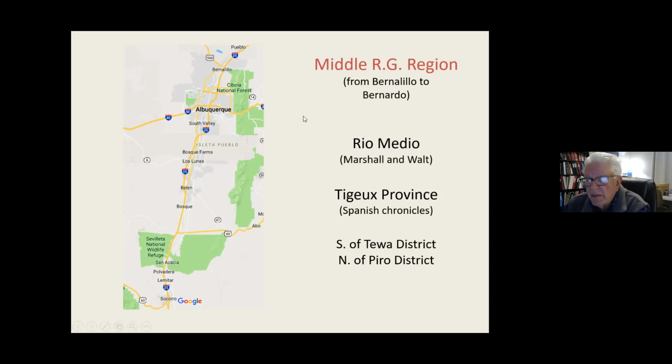So geographically, we call the Middle Rio Grande region basically from Bernalillo up here down to about Bernardo, which is down in here. It's a poorly defined southern boundary. The Rio Medio, or Middle Rio Grande, is also an overlapping term. The Spanish referred to it as the Tiwa or Tiwish province. Why? Because the native Pueblos spoke the Tiwa language. It's south of the Tiwa district to the north, and it's north of the Piro district to the south, if that makes sense. So in general, it's the area that you see right here.